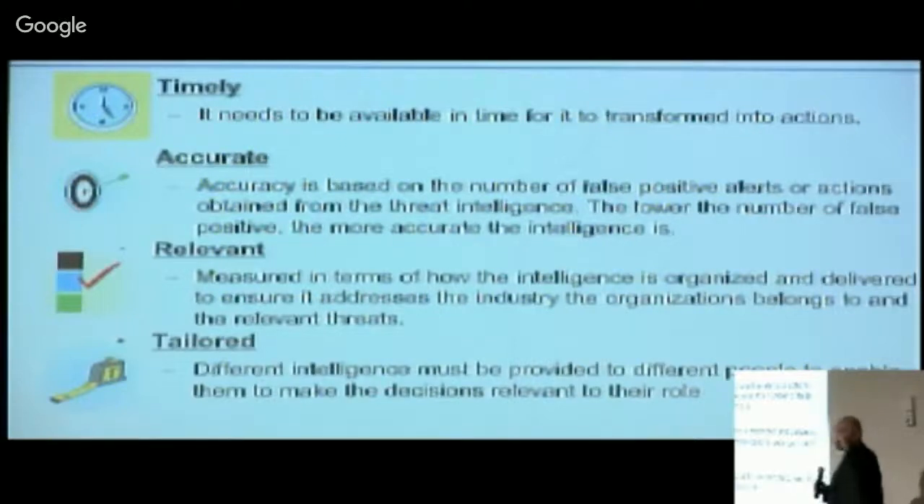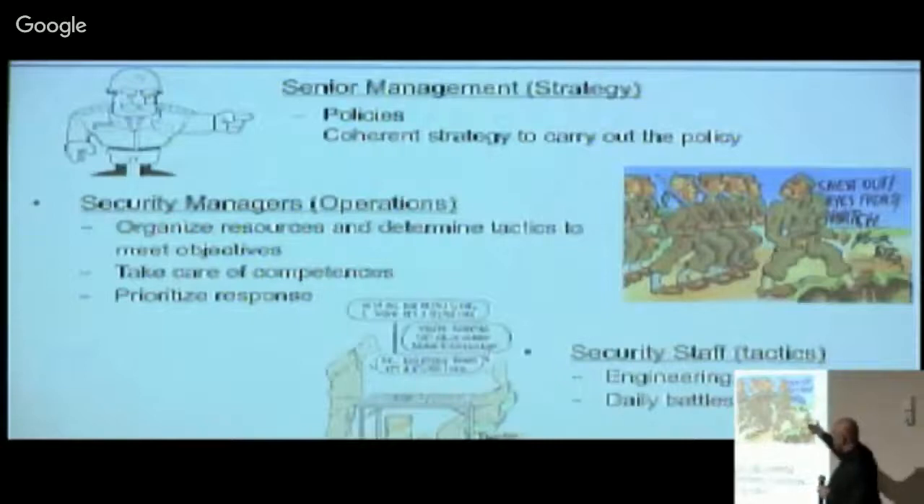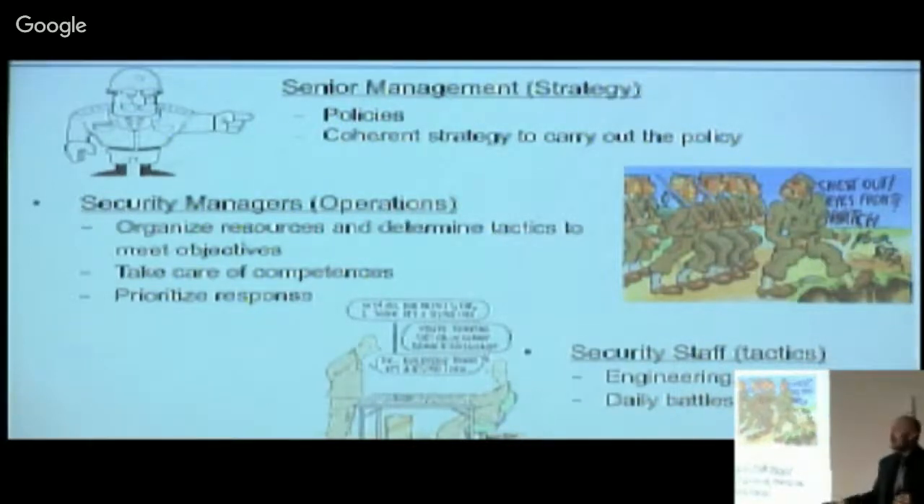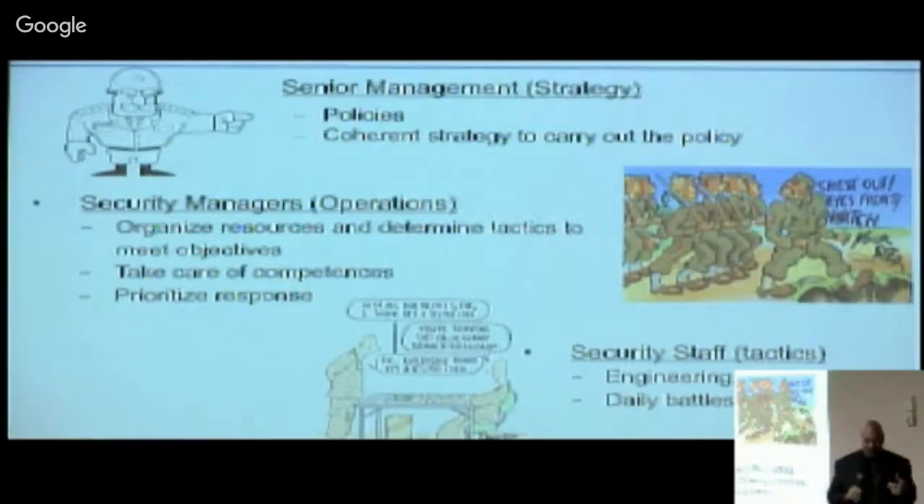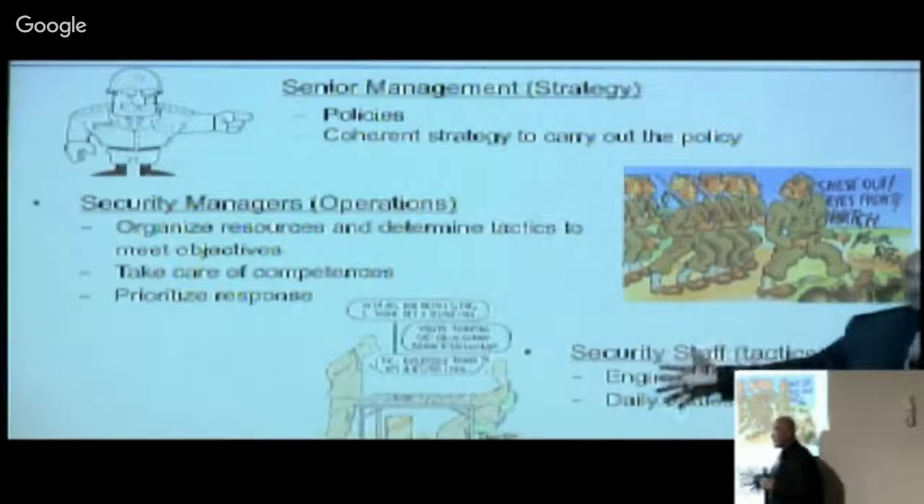You have strategic, tactical, and operational types of intelligence. Senior management, security managers, and staff need usable intelligence that we can use to configure the devices. Then the operational intelligence is about understanding the campaigns and the technical capabilities of the attackers, so that we can prioritize the tactics and the execution of the security.